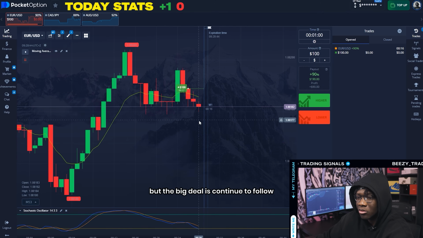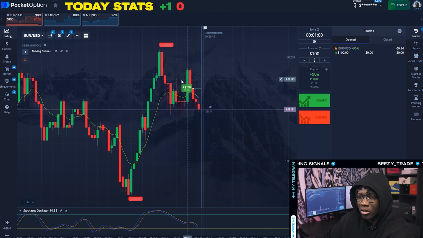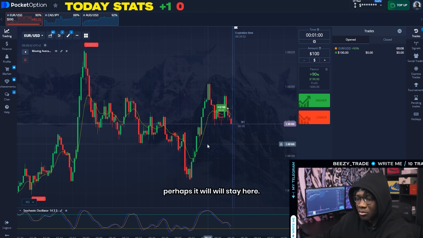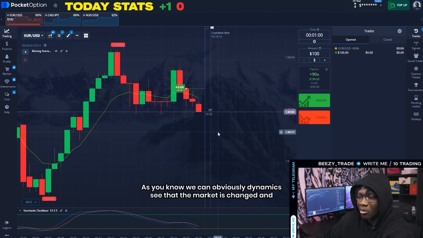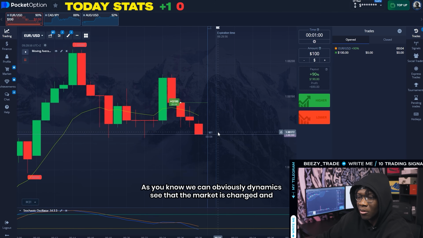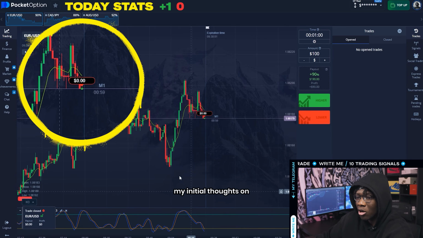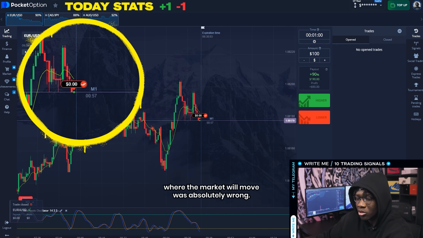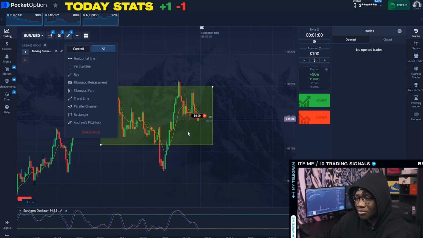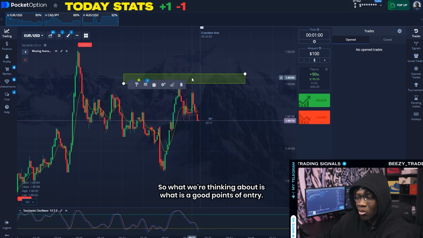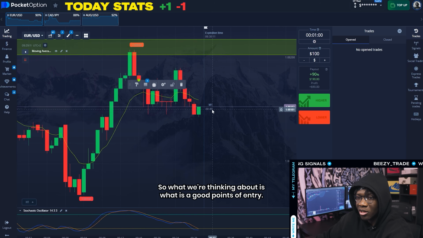But no big deal. Let's continue to follow Australian dollar USD, or perhaps maybe we'll stay here. As you can see now, we can obviously see the dynamics, see that the market has changed, and my initial thoughts on where the market would move was absolutely wrong. So now we can see the market's moving in a downward direction. So what we're thinking about is, what is a good point for entry?